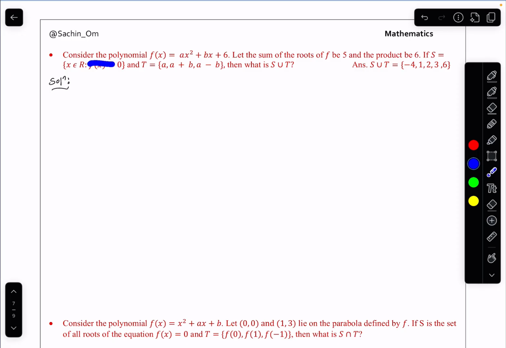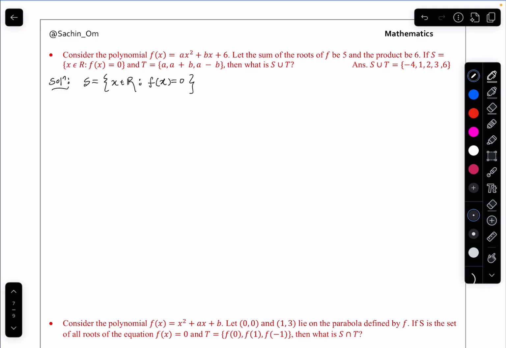The question says, suppose you are given a polynomial of the form ax square plus bx plus 6, and sum of roots of this polynomial is 5, product of roots of this polynomial is 6. If S is a set given by, collect all those real numbers such that f of x is equal to 0 and T is equal to {a, a plus b, a minus b}, then what can you say about the union of the two sets? So let's talk about the first set. In the first set, we have collection of all those real numbers for which f(x) equals 0.